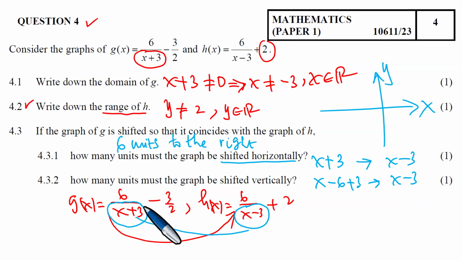Okay, so now if this graph is shifted vertically, it means that we have -3/2. -3/2 must be made the same as what? Must be made the same as 2. So what must be added there? What do we add to -3/2 to get 2?